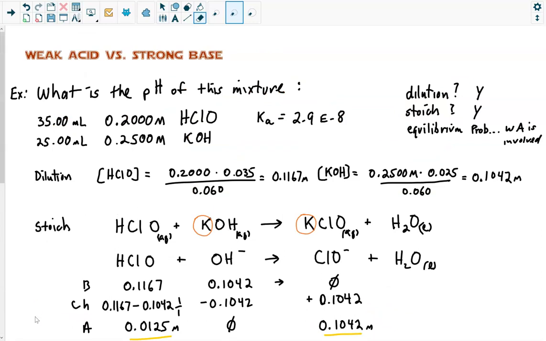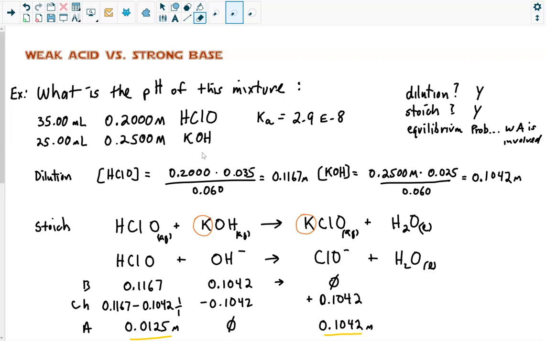Okay, so let's now go through the second of the 4 scenarios that these lecture notes will cover. This would be if you have a weak acid versus a strong base. And so the question might say, what will be the resulting pH if you mix 35 milliliters of 0.20 molar HClO, that's hypochlorous acid, with 25 milliliters of 0.2500 molar KOH.